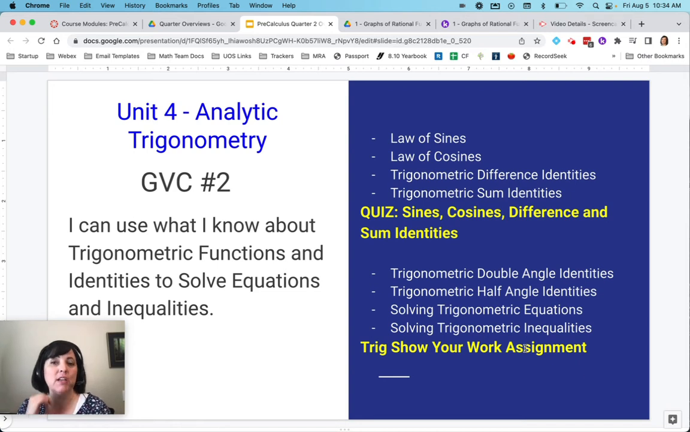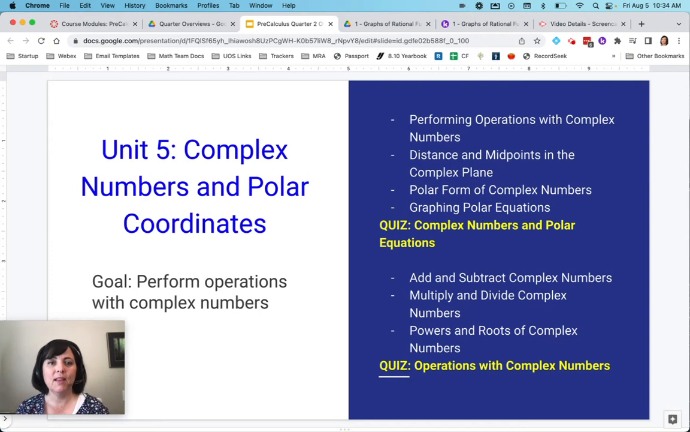And then there will be a trig show your work assignment instead of a quiz in this one. So you will actually download a thing and you will have to solve some problems and show me your work as you're doing this. The next unit is complex numbers and polar coordinates.